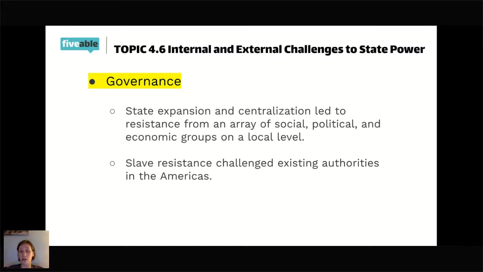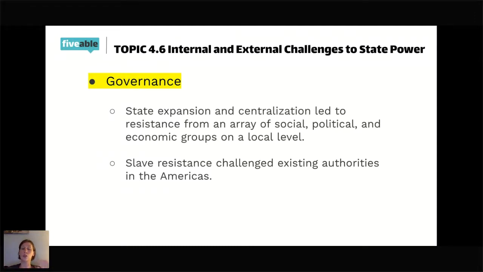So as governments, or countries, or empires expanded, as they got bigger, or as they centralized, as they consolidated their power to one person or one group of people, both of those processes lead to resistance. Because not everybody's happy with the expansion of empires or with the centralization of power within empires. So it leads to resistance from an array or a variety of social, political, and economic groups on a local level. So all that means is that in particular places, different kinds of groups resisted in different ways.